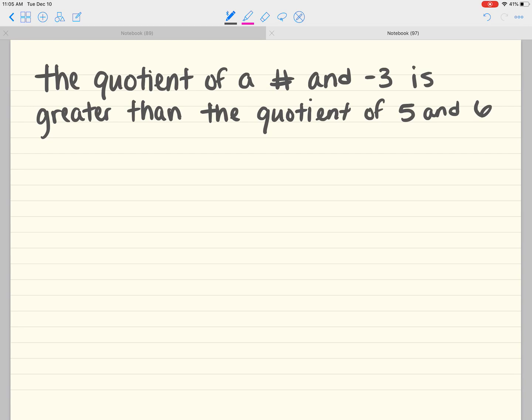The number and 3, it'll be x divided by 3. How would I show that? X over 3, or negative 3. Okay, and then is greater than 5 over 6. There we go. Right, quotient means division. We show division using a fraction. So when it says a number and negative 3, we just divide the number by negative 3. Same thing on the other side.